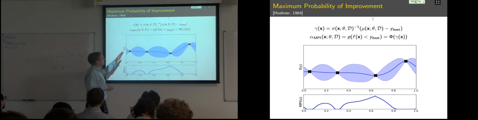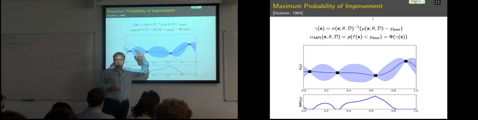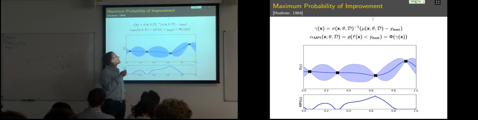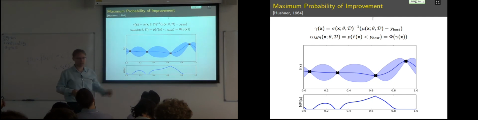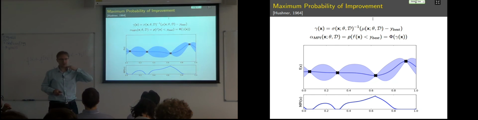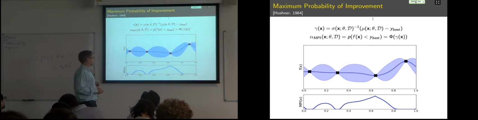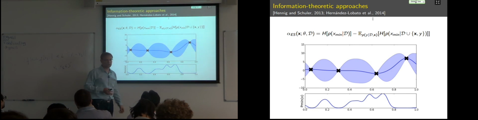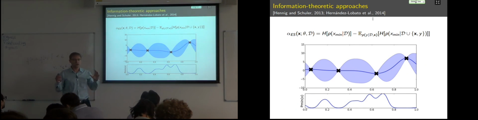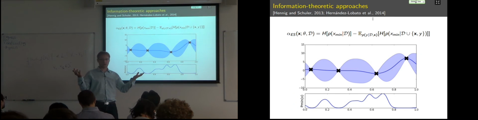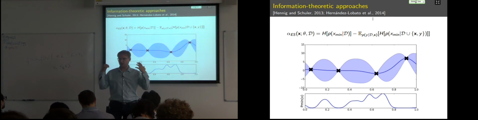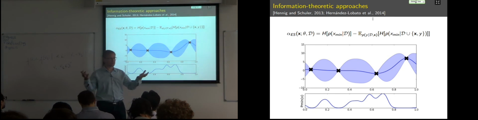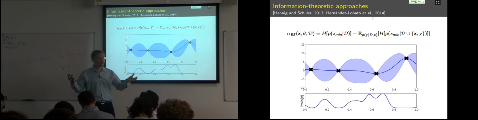So basically, if you have a standard deviation of 0, you assign 0 to that location because you are completely certain about the value of the function there. So that's another one. Now, information theoretic approaches. These are very interesting, and they are kind of an extension of the example that we were creating at the beginning of the talk, right?